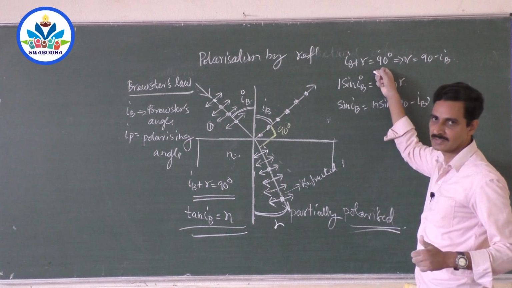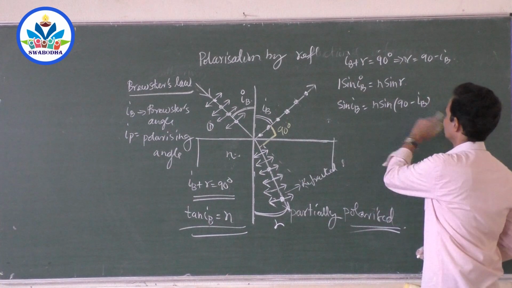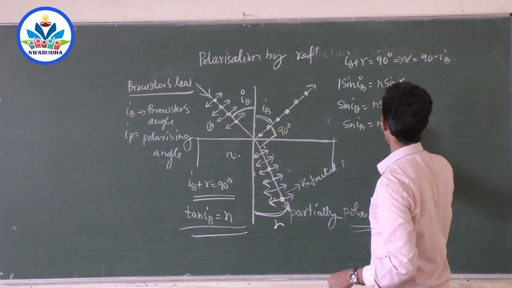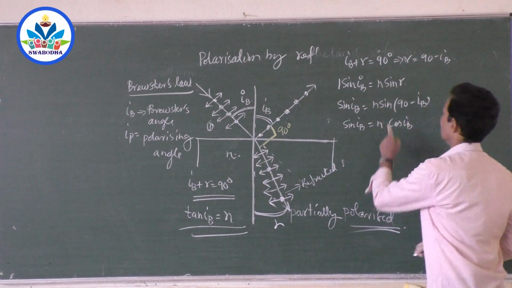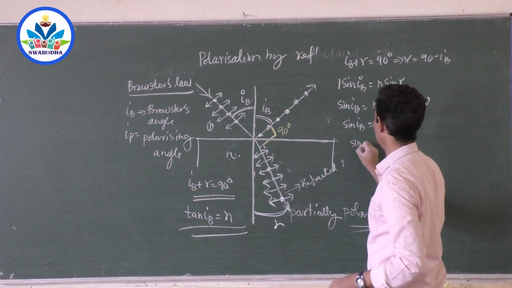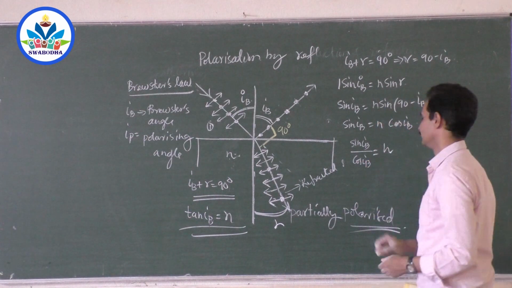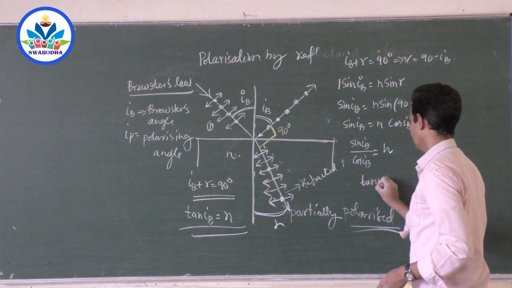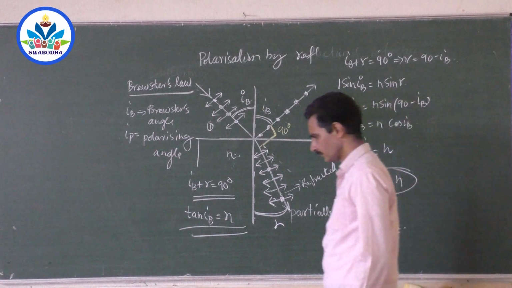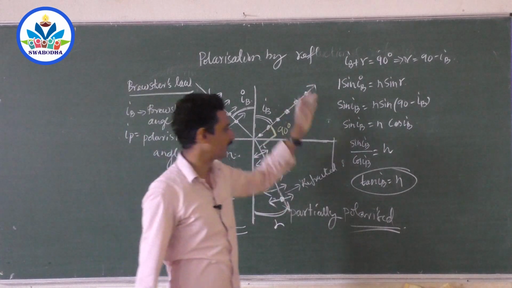IB plus R is equal to 90 degrees. Only 2 steps derivation. R is equal to 90 minus IB. So what is this? Sin IB is N cos IB. Correct? Sin 90 minus IB is cos IB. Put it here. What you will get? Sin IB by cos IB is equal to N. Tan IB is equal to N. Very simple logic. So statement, explanation and small derivation.